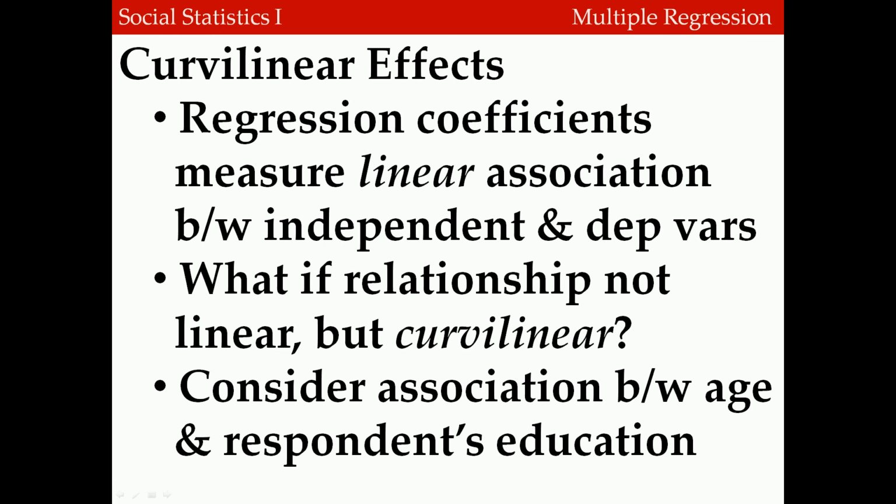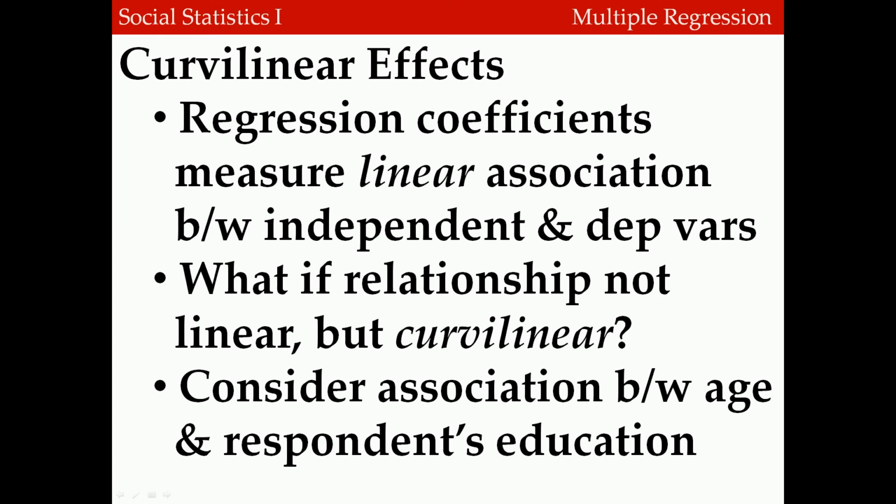Now, suppose that we thought that there was some kind of a nonlinear association between a given independent variable and a given dependent variable. In general, regression coefficients measure the linear association between the two. But what if we thought that there was no linear association? Suppose that we thought that increasing values of age, for example, would track with increasing values of education up to a point and then start to decline.